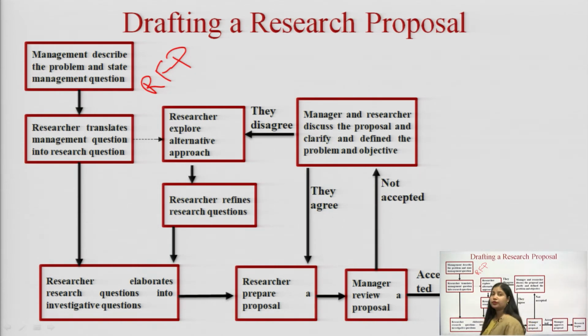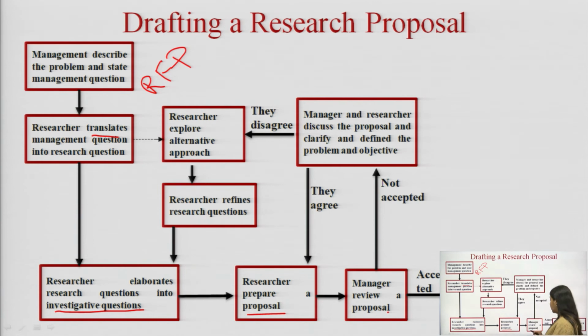In the next step, the researcher tries to translate the management question into a research question. When they translate the management question into a research question, what next they have to do is elaborate their research question into investigative questions, meaning your research question will be further divided into investigative questions. After this, the researcher is going to prepare the research proposal, and then the management reviews the proposal.